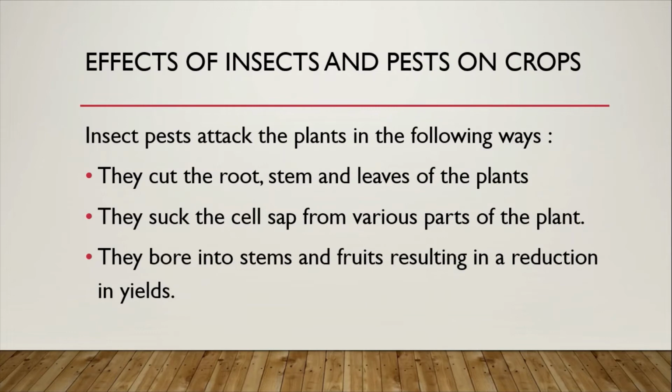Effects of insects and pests on crops. Insect pests attack the plants in the following ways. They cut the roots, stem and leaves of the plant. They suck the cell sap from various parts of the plant. They bore into stem and fruits, resulting in a reduction of yields.